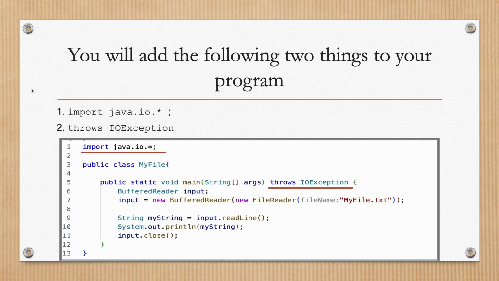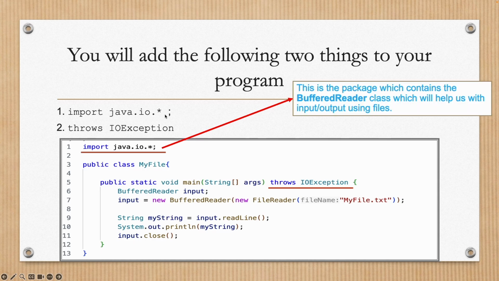Let's take a look at how to create a program that reads a text file. There are a couple of things that you must add to your program. These two apply to any program that requires file reading or file writing. The first thing is the import java.io.asterisk. This is pretty much a package that you are importing.